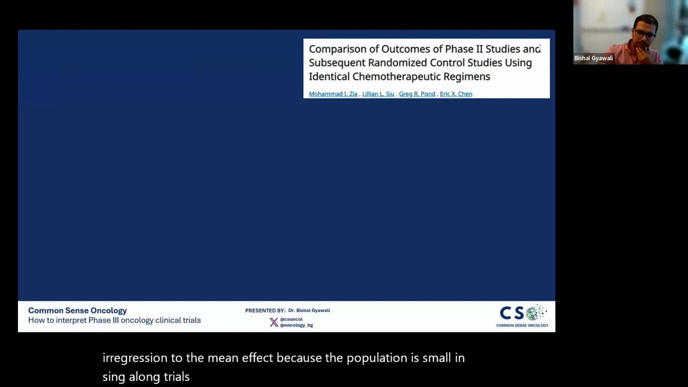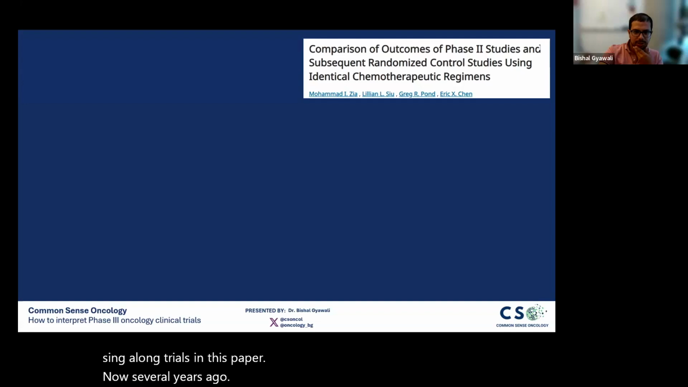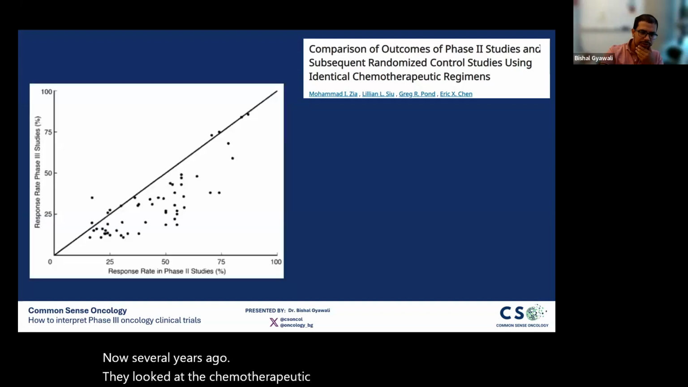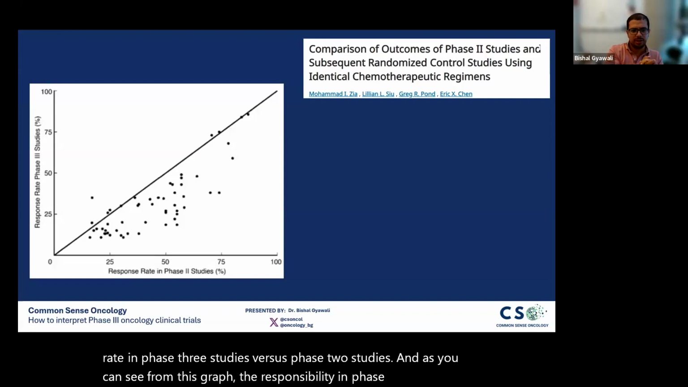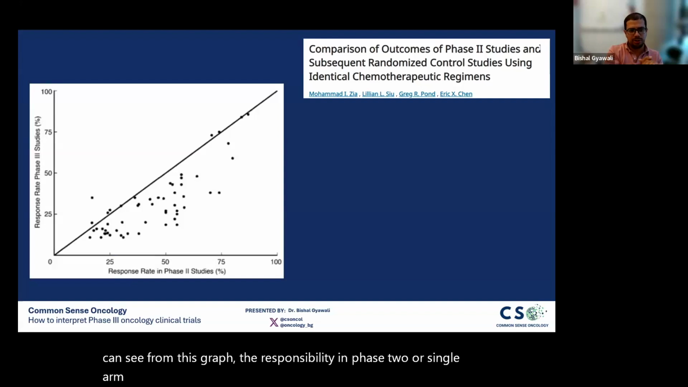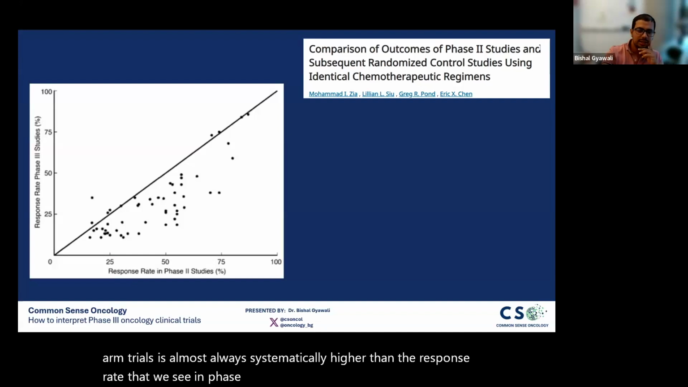In this paper, now several years ago, they looked at the chemotherapeutic drugs and their response rate in phase 3 studies versus phase 2 studies. And as you can see from this graph, the response rate in phase 2 or single arm trials is almost always systematically higher than the response rate that we see in phase 3 trials.